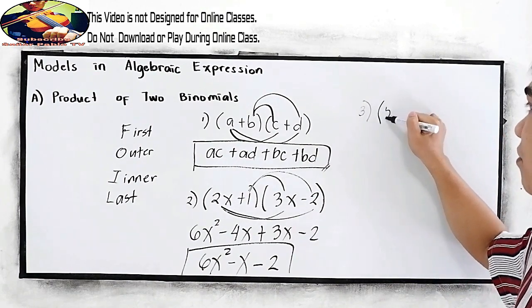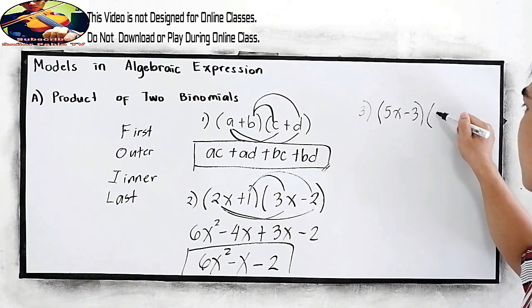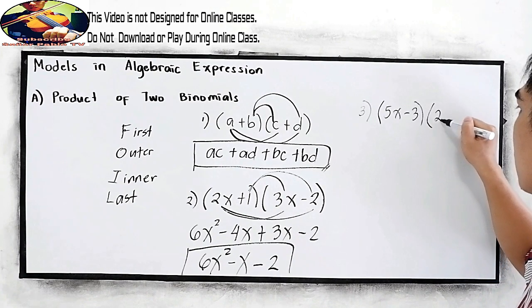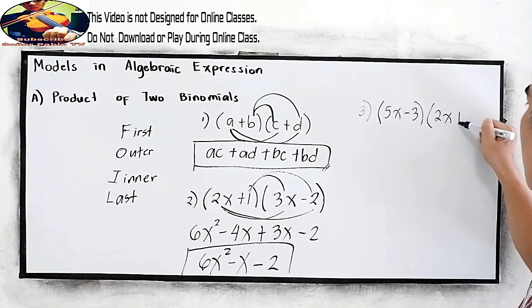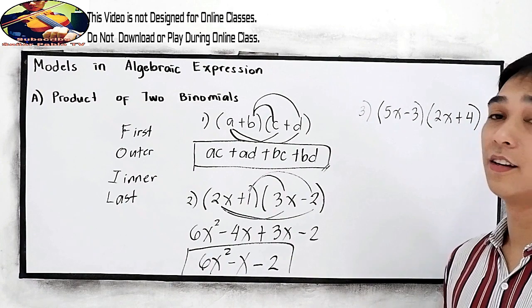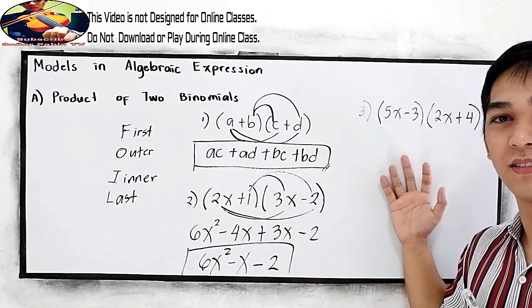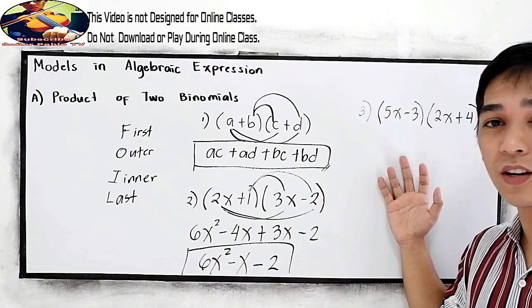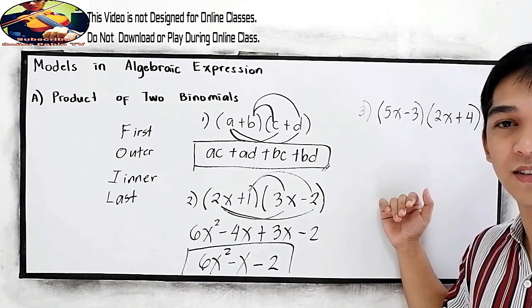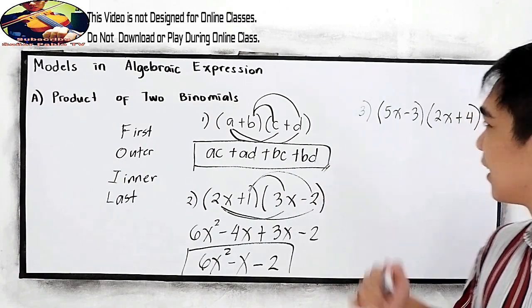Let's say we have 5x minus 3 times 2x plus 4. If you want to try number 3, pause the video. Then after answering, resume watching to check your answers. Okay, let's check your work.